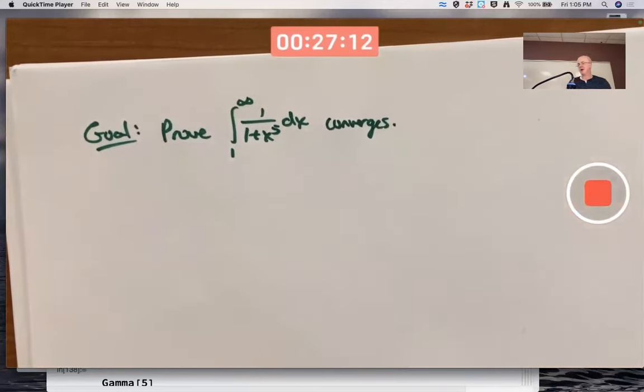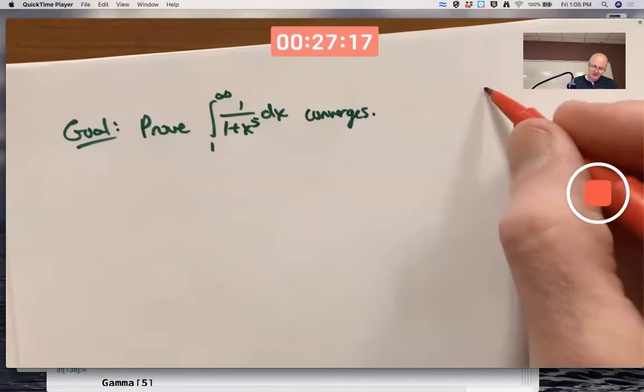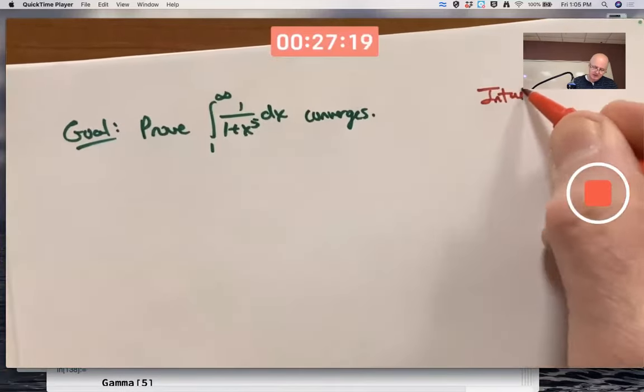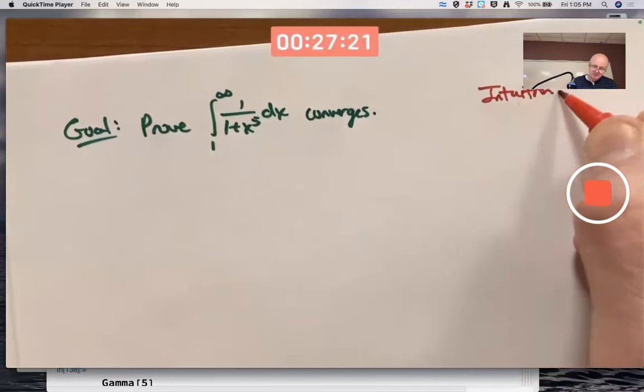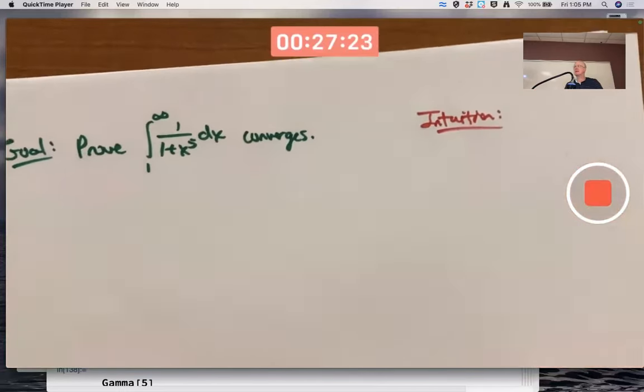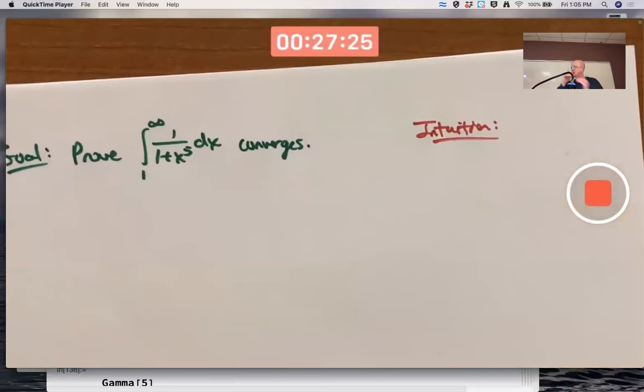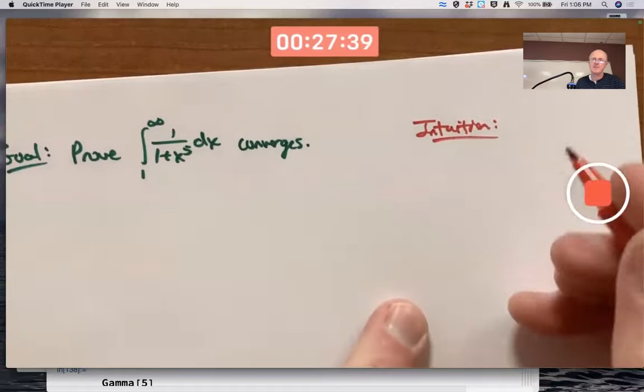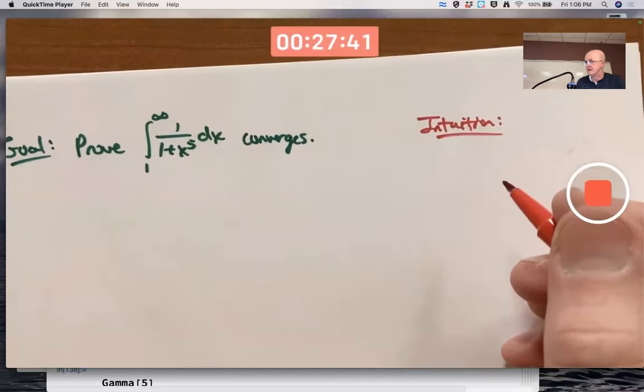The guessing part that the book talks about, I'm going to label as intuition. The intuition stuff I'm about to write is not part of the proof. You do not need to show your intuition on the homework unless the book tells you to. I think sometimes they do tell you to make a guess about what the function's behavior is like. So sometimes the directions do tell you to do this, but not necessarily all the time.